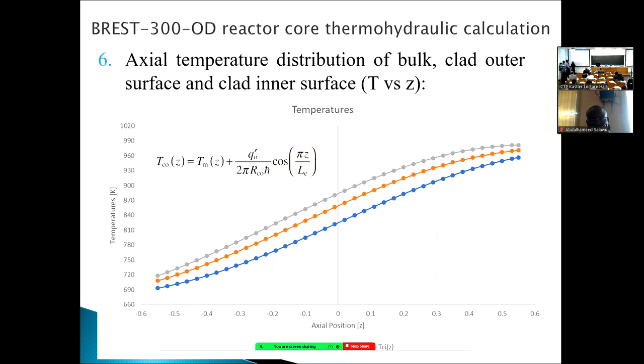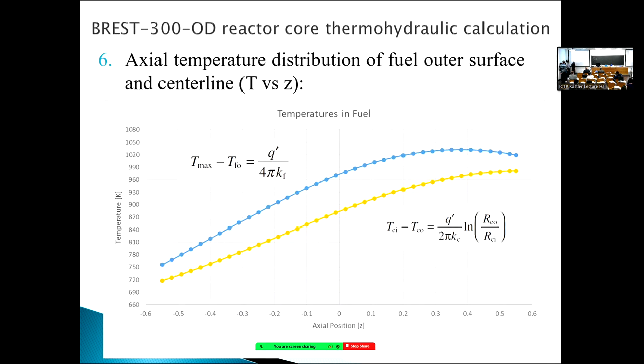And next, we found the clad outside temperature from this formula, and we used the heat convection coefficient that we found from the same process, I mean, from the flow velocity to Peclet number to Nusselt number to convection coefficient. Then we used it with the linear heat generation. From this formula, we showed the difference between the clad outer temperature and clad inside temperature with the bulk temperature in this figure. But unfortunately, the legend cannot be seen well.